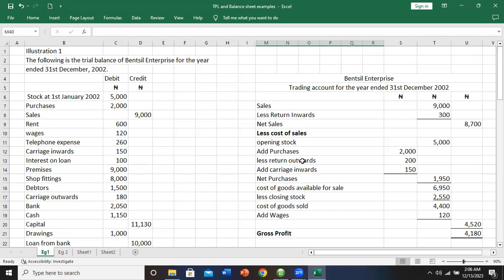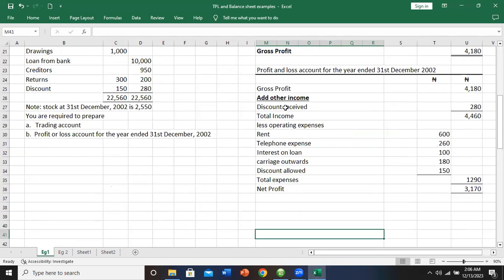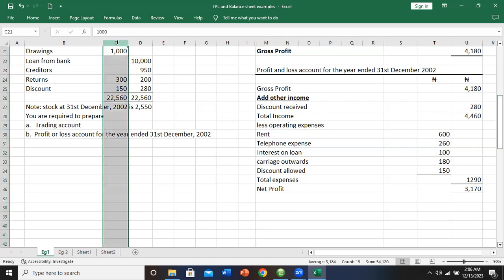So gentlemen and ladies, if you are preparing your trading account, you know the items you need there. Please don't bring any item that you don't need here. It's normally your sales, return inwards, opening stock, purchases, return outwards, carriage inwards, closing stock, and then any trading expense like wages. Now for your profit and loss account, you need your other income, and they are not plenty. Discount received, commission received, rent received, interest income. And you would find them at the credit side of the trial balance. Then you less your operating expenses. Expenses are also on the debit side, but always ensure that you don't add any asset to it. Okay. Any question?